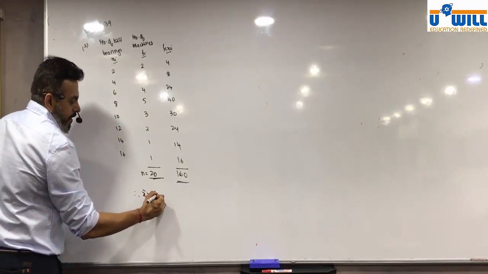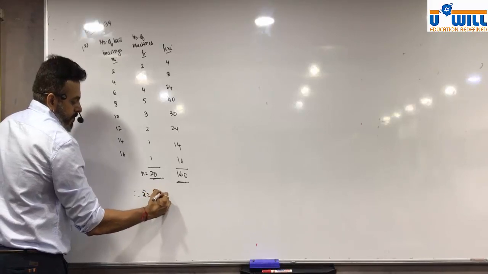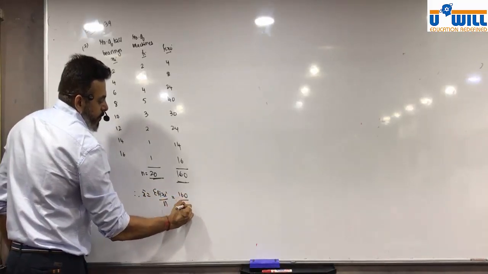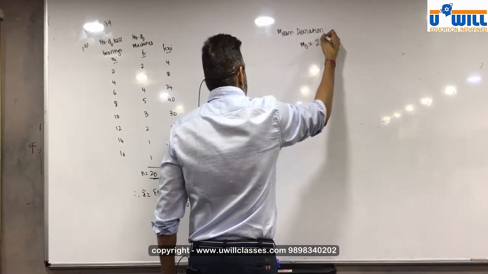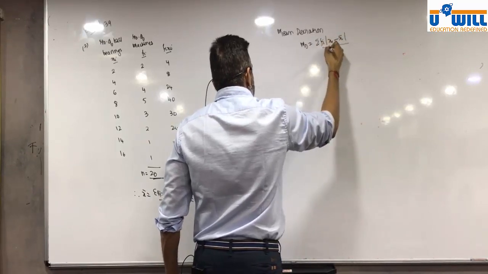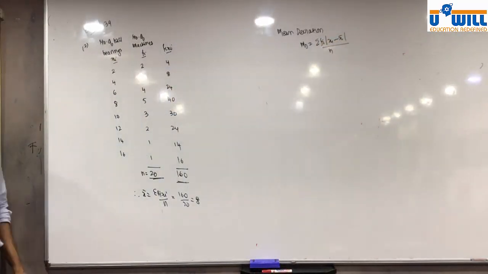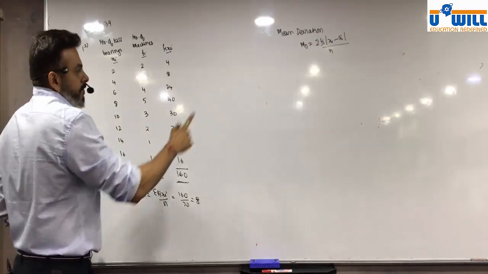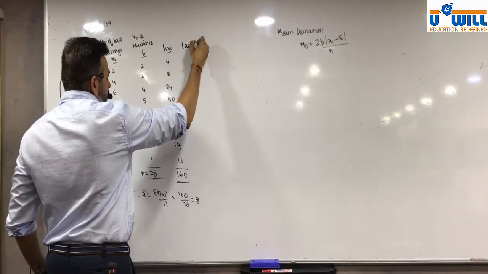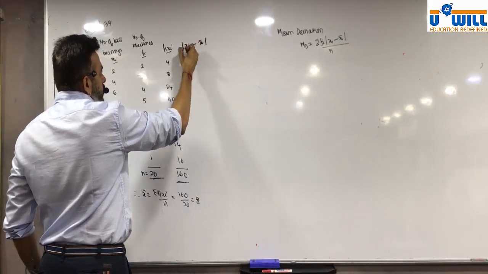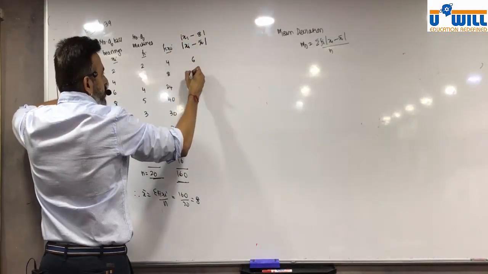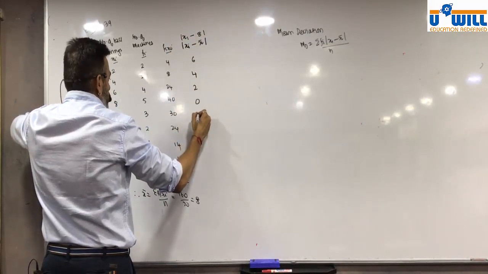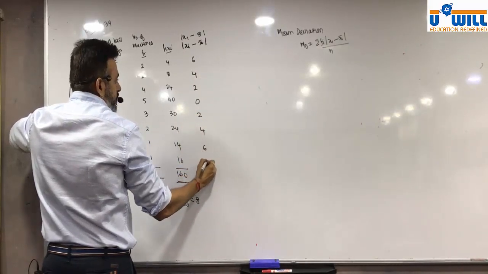Therefore, x bar is equal to sigma fi xi upon n, 160 upon 20, which is equal to 8. Right over here, mean deviation is equal to sigma fi modulus xi minus x bar upon n. So formulas will decide the columns. Now what we want over here is first modulus xi minus x bar. Now mean is equal to 8, modulus xi minus 8: 6, 4, 2, 0, 2, 4, 6, 8.